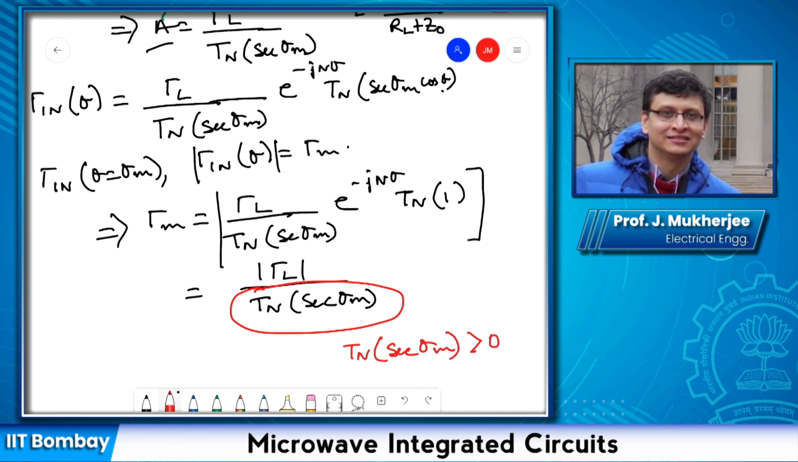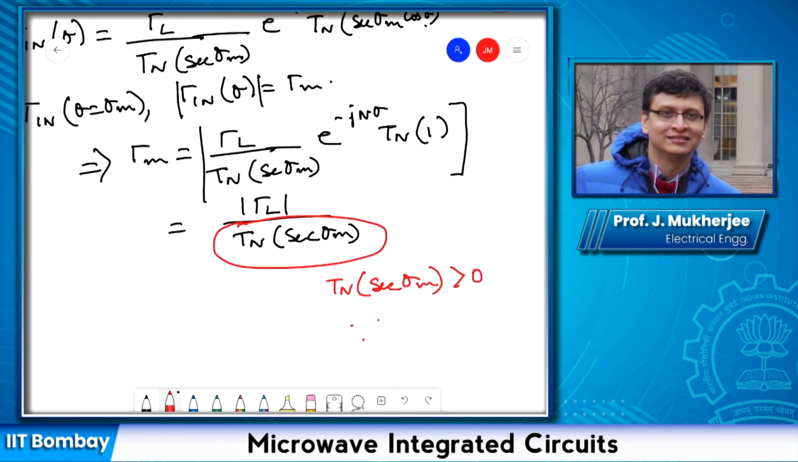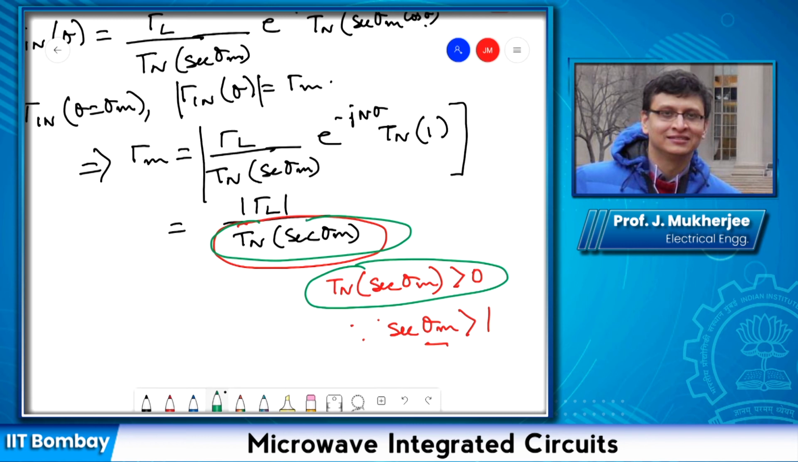because sec theta m is always greater than 1. Theta m itself is between 0 and pi by 2, so sec theta m will be greater than 1. Since this quantity is positive, that's why we have not taken any modulus sign here. We have just taken the modulus sign for the gamma L term.